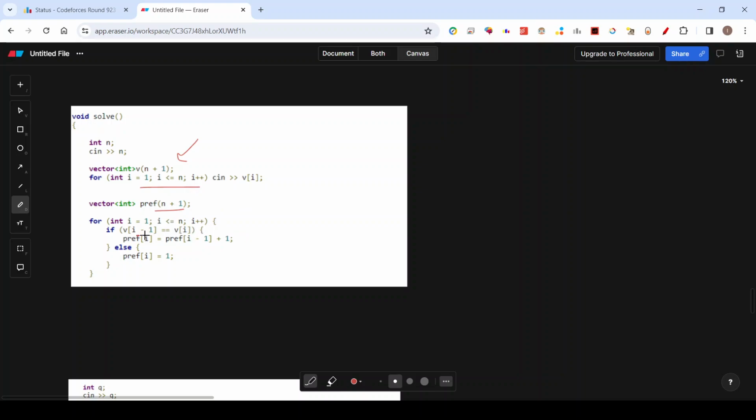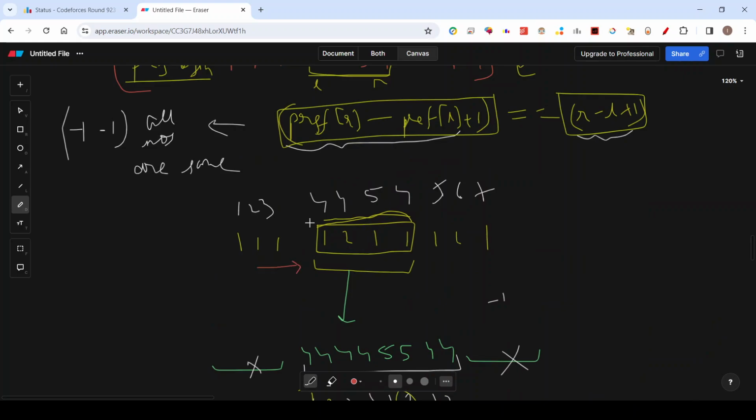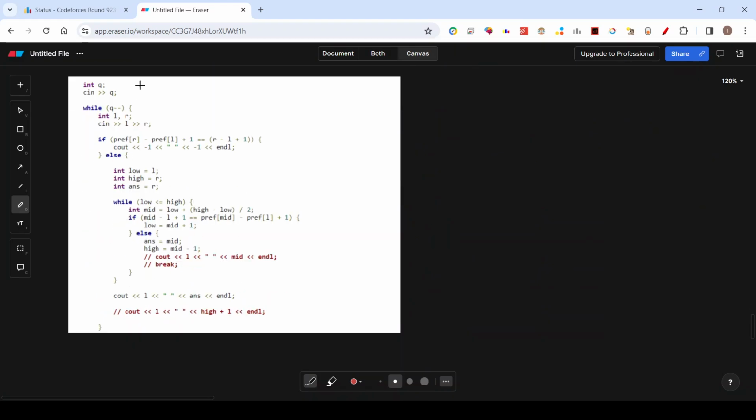If my current element is equal to the previous element, I would increment the prefix length by one. Otherwise, I would reset it to one, as you saw in this example. If a new element was found, like 3 and 4, it was reset to one. Otherwise, if it was the same as the previous element, you incremented it by one. Now let's move to the second part, that for Q queries you have to perform this operation.